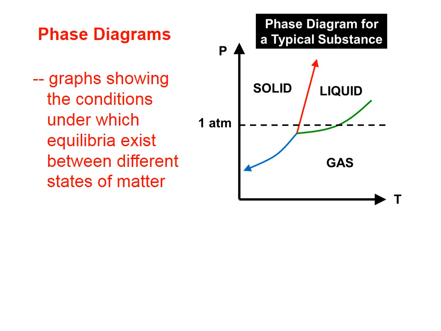Phase diagrams are graphs showing the conditions under which equilibria exist between different states of matter. And on the right we have a phase diagram for a typical substance. Notice that the solid phase of any substance tends to exist at rather low temperatures and under high pressures, and that the gaseous phase of any substance tends to exist at higher temperatures and low confining pressures. Liquids are, of course, somewhere in the middle.